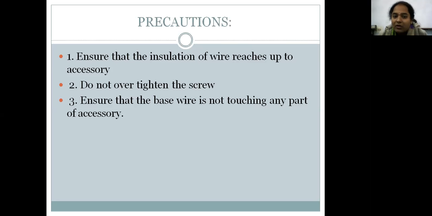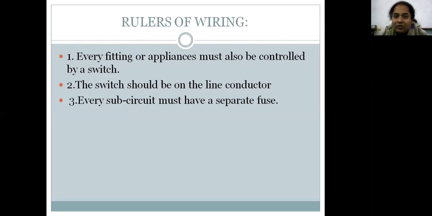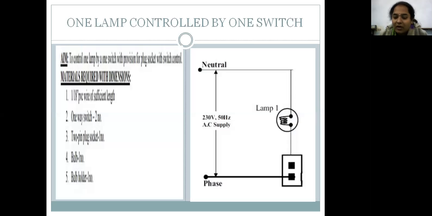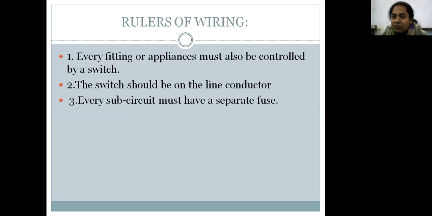Do not over tighten the screw. Ensure that the bare wire is not touching any part of your accessories. So rules of wiring: every fitting or appliance must be controlled by a switch. The switch should be on the line conductor. Every sub-circuit must have a separate fuse. So we will be having two experiments in our lab.